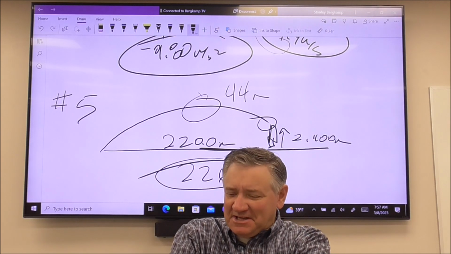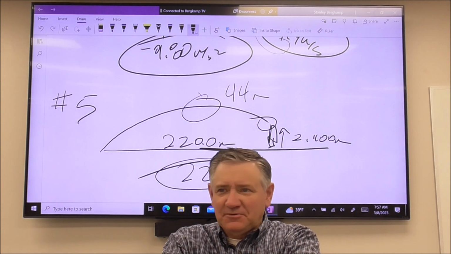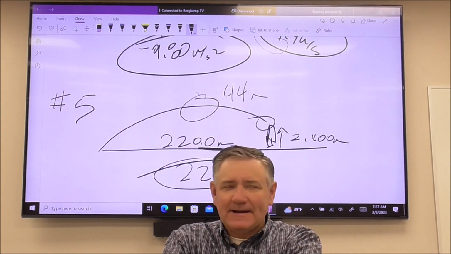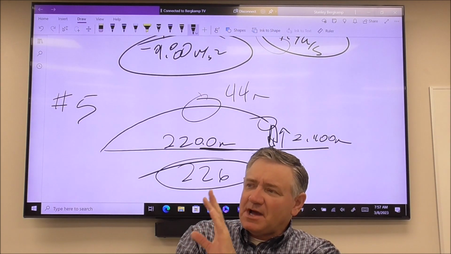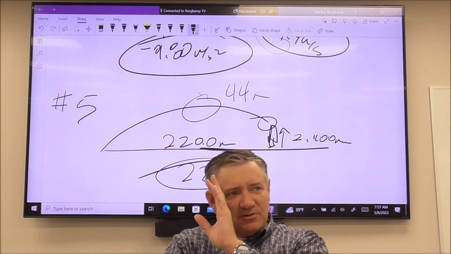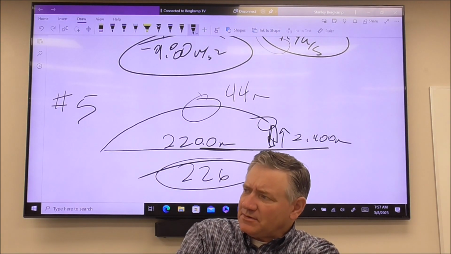What's your range? 218. How far is the wall? 220? Not happening. You're not going to clear the wall, okay? So this is why you don't get wrapped up in numbers. Look at these numbers in their entirety and go, oh, how does this all fit together?